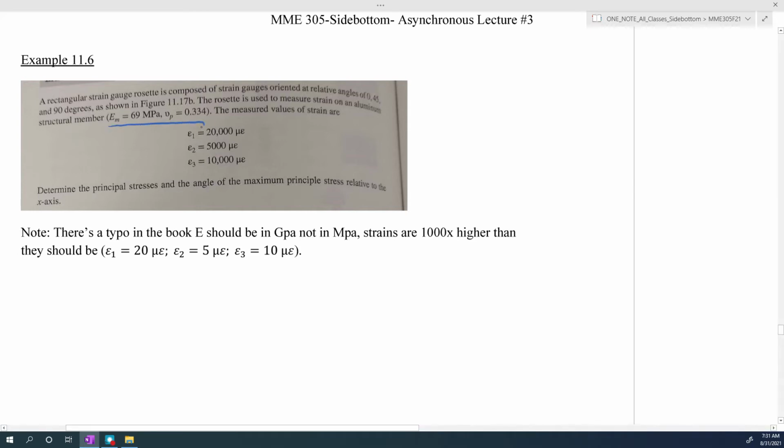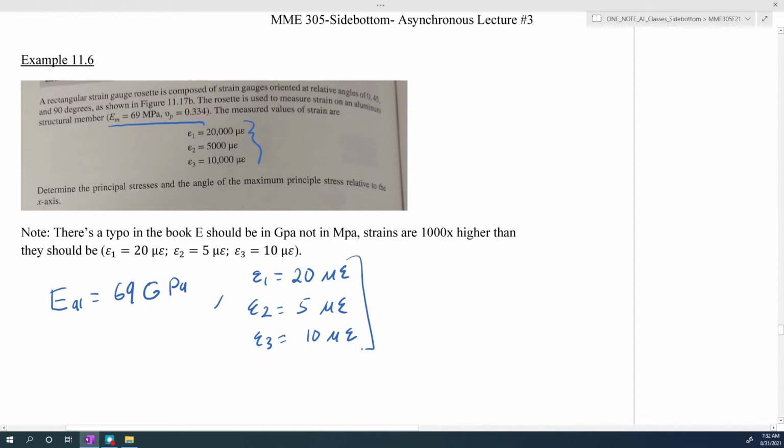All right, there's a small error in your book. The elastic modulus that's used in your book is very small, which is for aluminum. It's off by a factor of 10. The actual modulus of aluminum is around 69 gigapascals, not megapascals. So in order for this to make any sense, the strain has to be reduced by a factor of 1,000 for E1, E2, and E3. So E1 would be equal to 20 microstrain, E2 would be equal to 5 microstrain, and E3 would be equal to 10 microstrain.